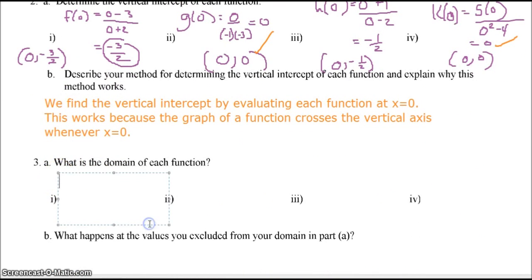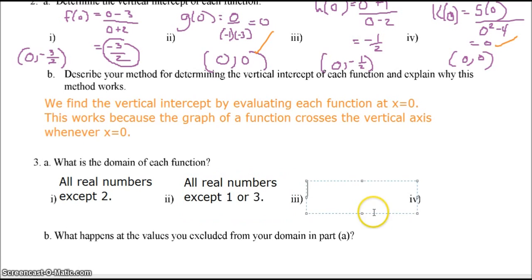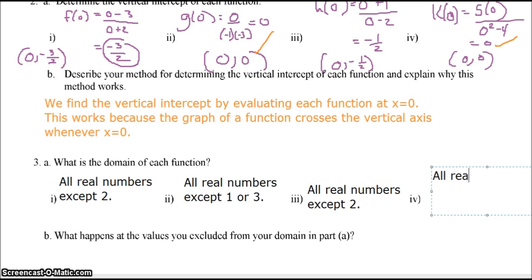So for the first function, we could say the domain is all real numbers except 2. For the next one, we have all real numbers except 1 or 3. Then all real numbers except 2. And all real numbers except 2 or -2.